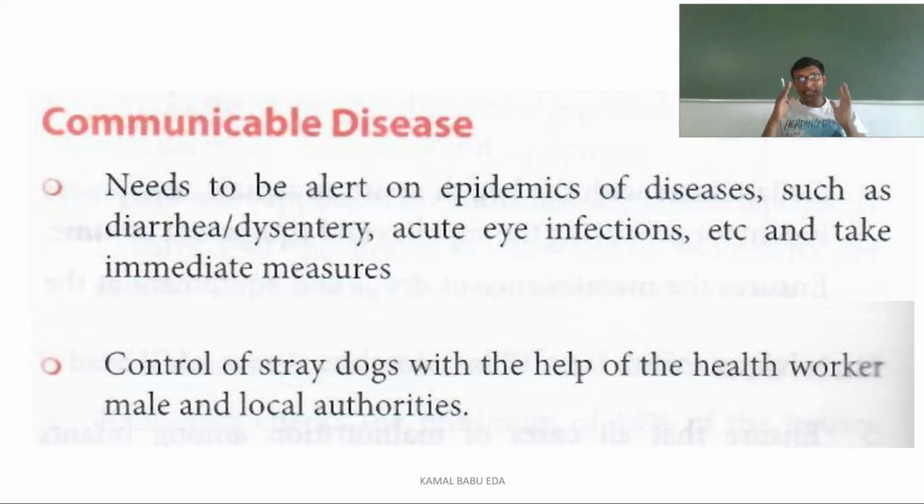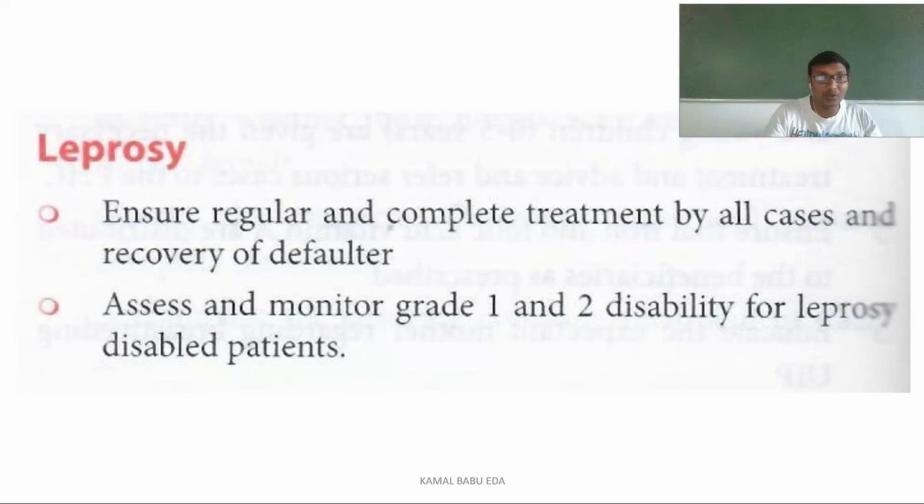So he is the one who is responsible to alert the higher officers. So whenever he comes to a disease, whether it is an epidemic or endemic disease such as diarrhea or dysentery or acute eye infection, immediate measures should be taken so that the disease is not spread or going out of hands. And he is the person who is responsible for controlling the stray dogs, and he should take the help from the male health worker as well as the local authorities.